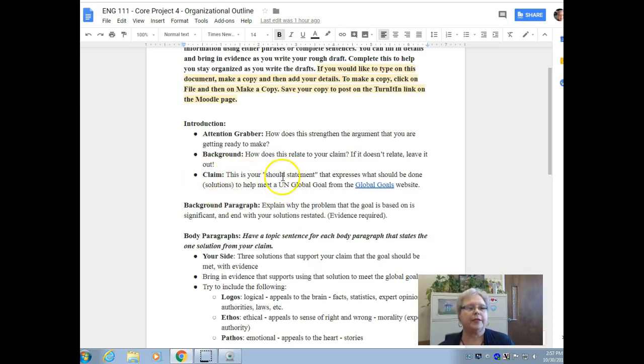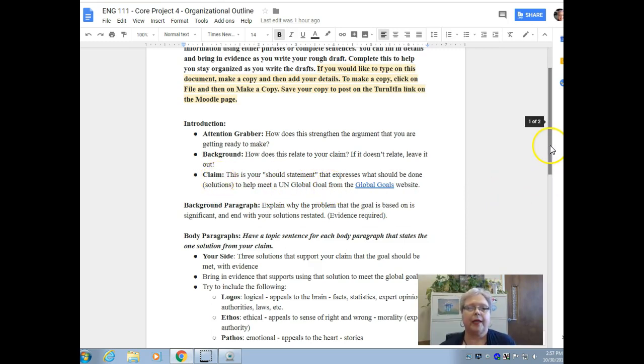This is your should statement. You should have a word in this claim or thesis statement for your persuasive essay that says we should do the following to help meet the UN global goal of zero hunger, whatever it is, and list those specific things that you're going to be talking about in your essay. That would be your thesis statement.